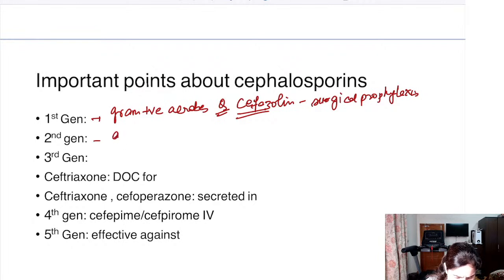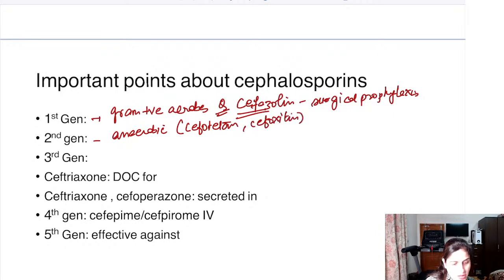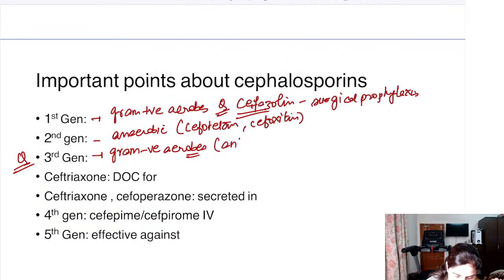Second generation is more about anaerobic infections, they work for anaerobic infections, like cefotetan and, for example, cefoxitin, and similar drugs. Third generation drugs are the most important and more common. They are more active against the gram negative aerobes, more effective against the gram negative aerobes, and they also have anti-pseudomonal action.